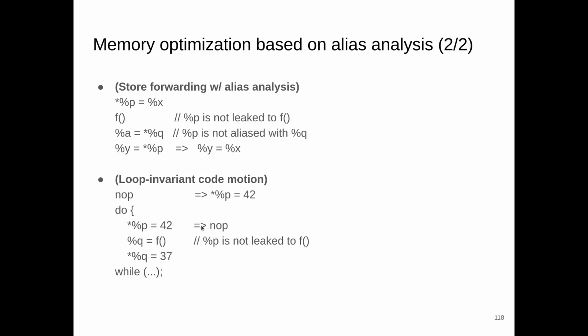That's the reason why we are able to transform this instruction into a no-op, which will be very beneficial if this loop is very tight. Even though this loop is executed multiple times, we are not going to execute this instruction, which will be very beneficial for the performance of the resulting code.